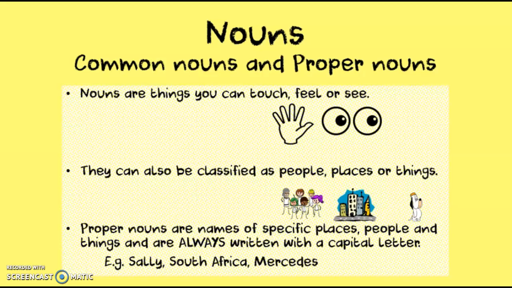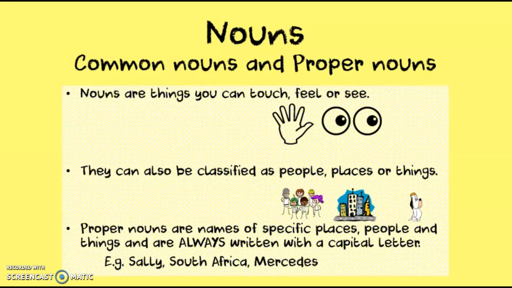In this video, we will be looking at the part of speech called nouns. Nouns can be divided into two groups. They can be either common nouns or proper nouns. In general, nouns are things that you can touch, feel, or see. If we think on that for a bit, you can touch a table, you can feel the wind, and you can see almost anything around you.